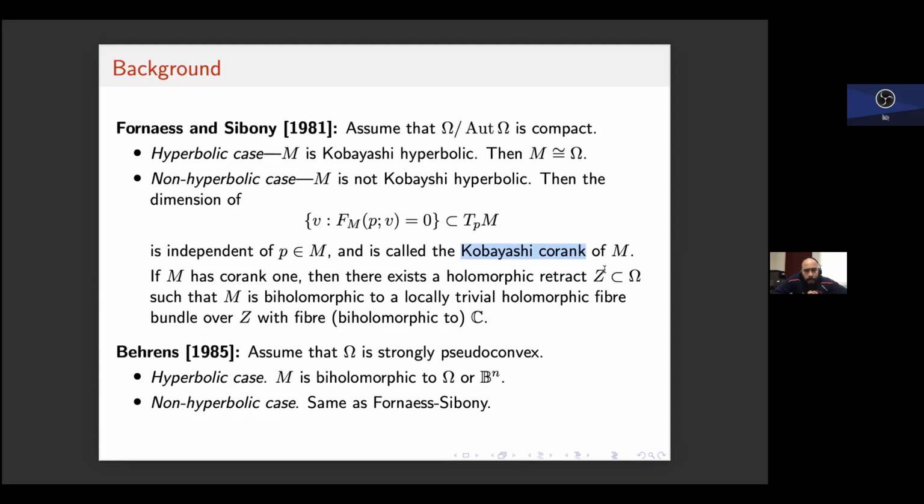Then Wong and others generalized this result to Omega being strongly pseudoconvex. So they got rid of the assumption that Omega has a compact quotient under the action of Aut(Omega). For strongly pseudoconvex domains, they showed that in the hyperbolic case, the limit is biholomorphic to either Omega or to the unit ball. And in the non-hyperbolic case, they have the same conclusion as that of Fornaess and Sibony. Okay, so this is the background on this problem.